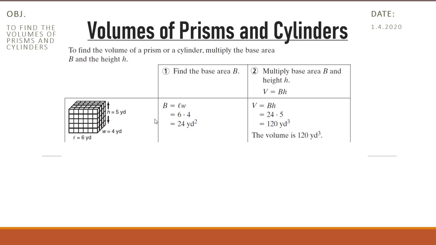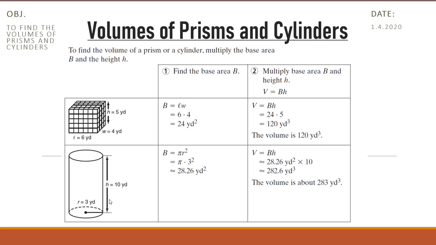Also, we can do that in one step by multiplying length by width by height, because the base area is length multiplied by width. So we can say that the volume of a rectangular prism is length multiplied by width multiplied by height.